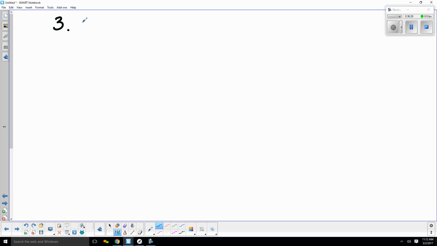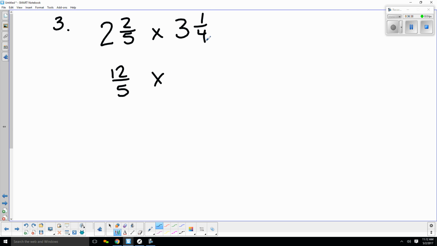Question number 3. What is the product of 2 and 2/5 and 3 and 1/4? I've got to change both of these mixed numbers to improper. So this is 12 over 5 because it's 2 times 5 plus 2. So it's 12 over 5. 3 times 4 plus 1. So it gives me 13 over 4. I'm going to multiply. I get 156 over 20.